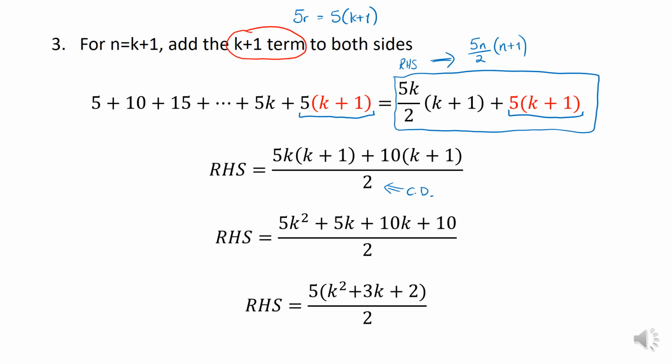Now, take out 5 as a common factor. And we get 5 times k squared plus 3k. That would have come from the combined 15k plus 2. And it's all divided by 2 again. Let's continue on the next slide.